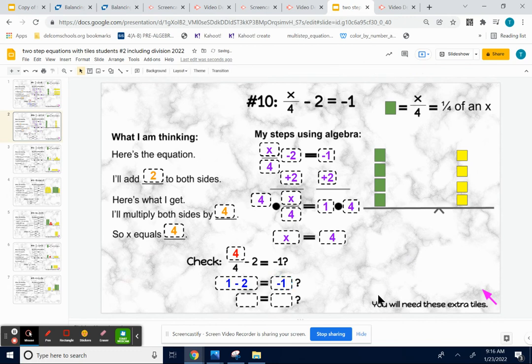I need to know, does 1 minus 2 equal negative 1? Well, if I start at 1 on the number line and I go 2 left, I'm going to be at negative 1. 1 minus 2 is negative 1. Negative 1 really does equal negative 1, so we did well. We know that the answer of 4 is correct because the left side is equal to the right side.